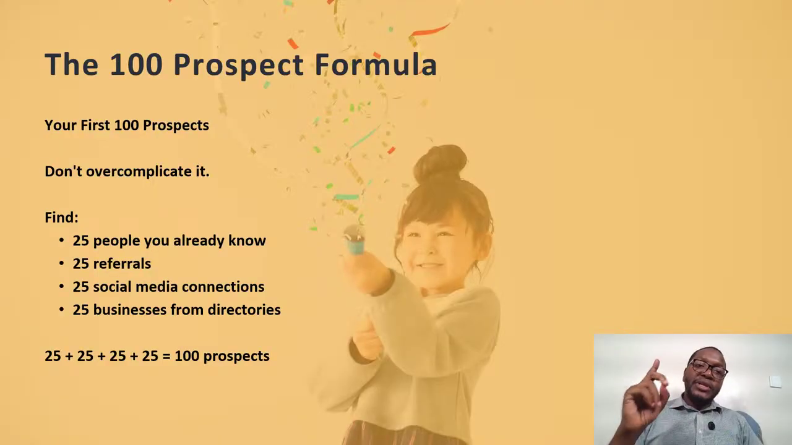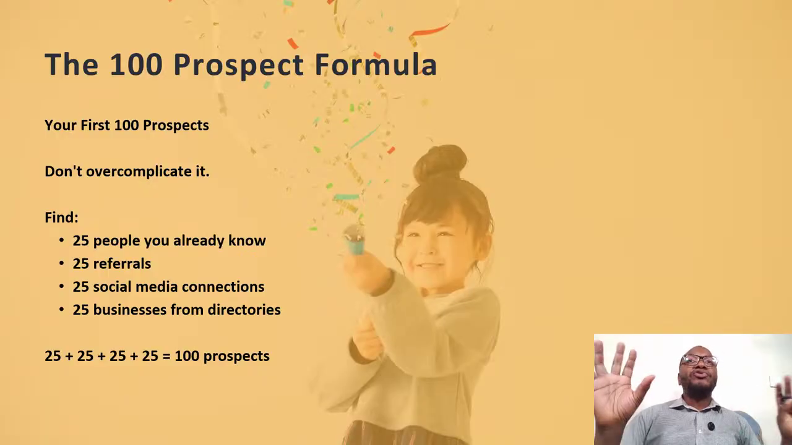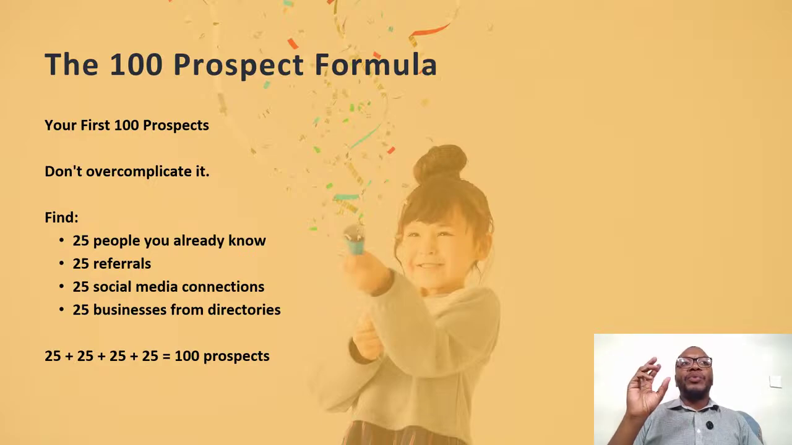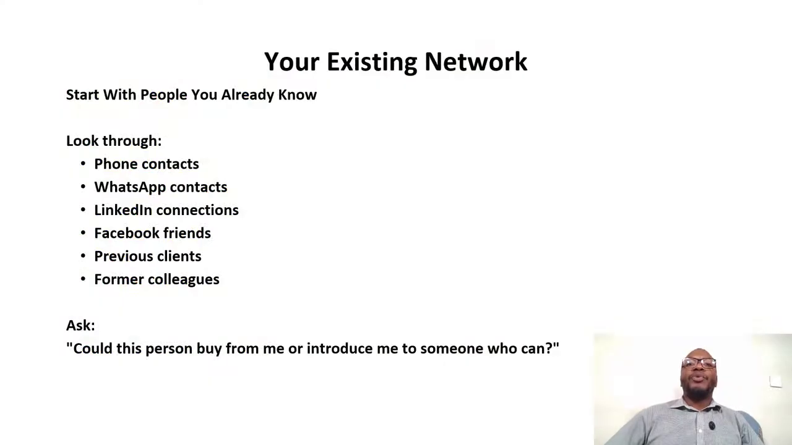So, next, 25 referrals. I want you to think, where can you get 25 referrals? Then we go into social media connections. Okay, we need 25 social media connections. Lastly, 25 businesses from directories, from what do you call them? Databases. Okay. I want you to go and get 25 businesses from directories. That is your first 100 leads or prospects. Boom. I've handed them to you. Okay. So 25 plus 25 plus 25 plus 25 equals 100.